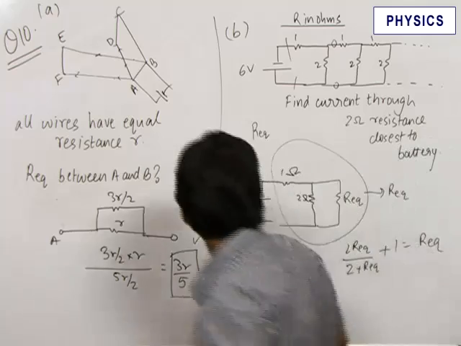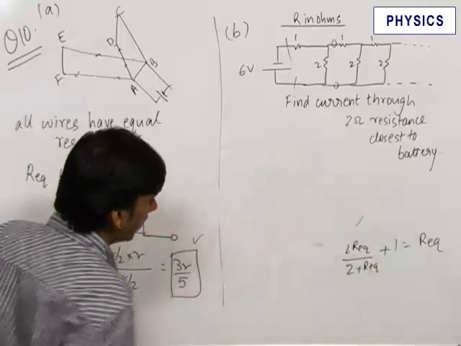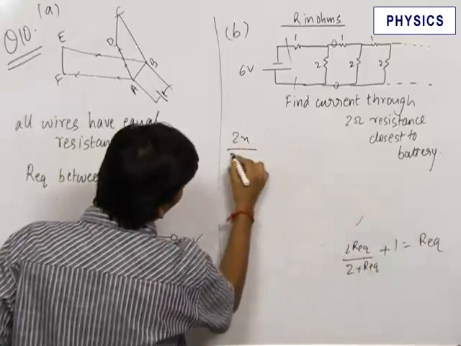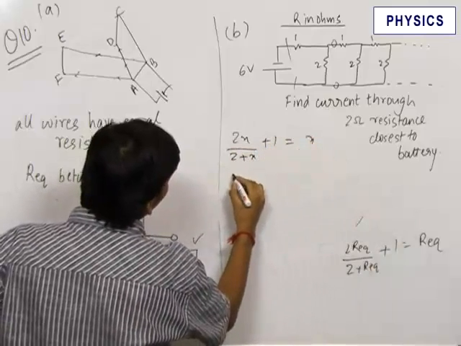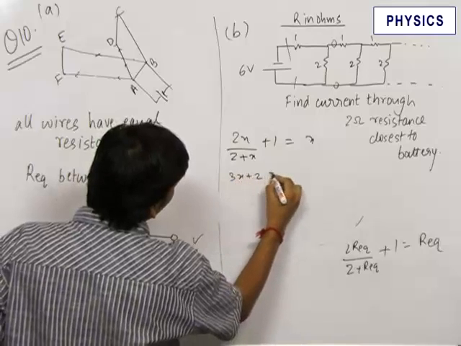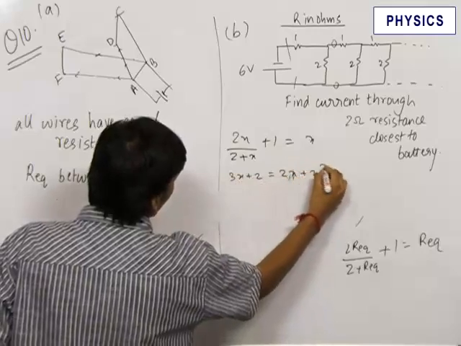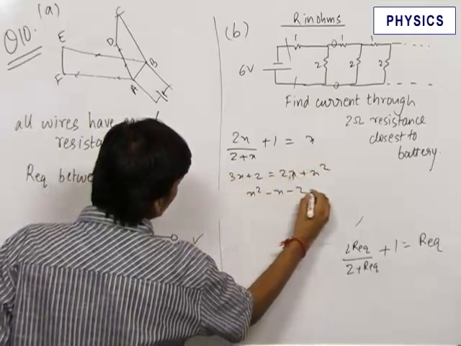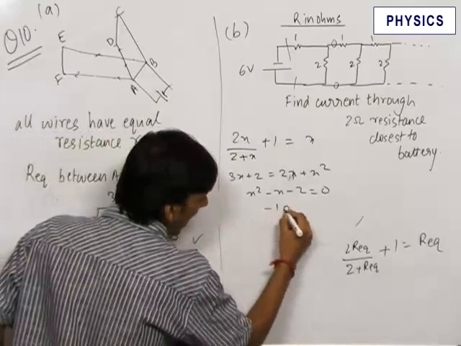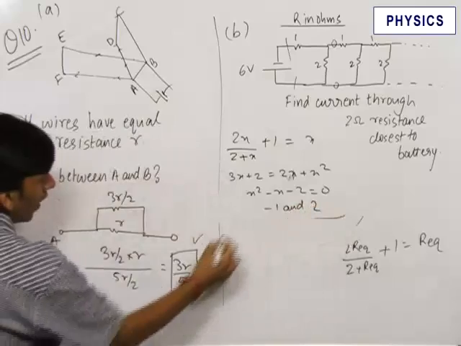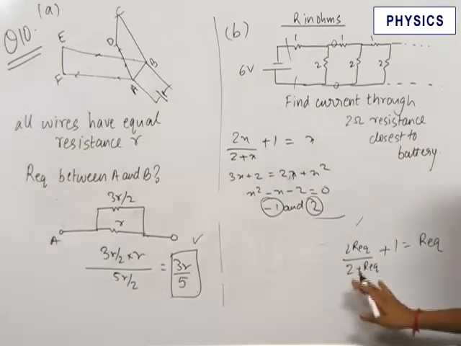So now let us solve for R equivalent. We have 2x upon 2 plus x plus 1 is equal to x. Therefore we get 3x plus 2 is equal to 2 plus 2x plus x square. That is x square minus x minus 2 is equal to 0. On solving this, we get the values of x as minus 1 and 2. Now R equivalent cannot be minus 1. Therefore R equivalent is equal to 2.